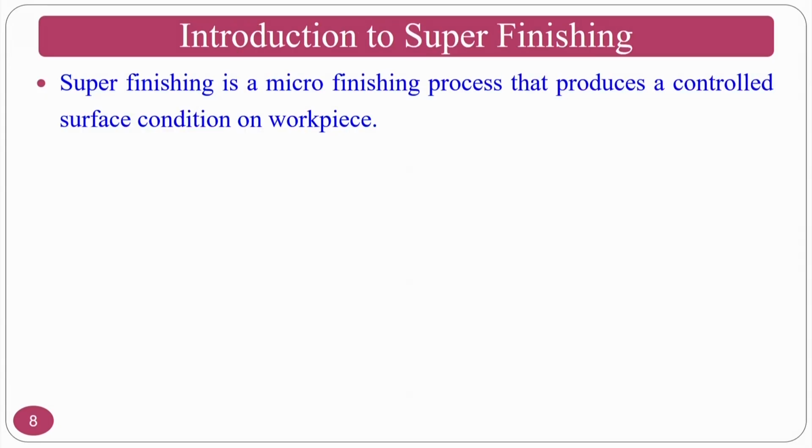In the introduction, super finishing is a micro finishing process that produces a controlled surface condition on the workpiece. That means you can get the controlled surface roughness as per your requirement. If I want a certain surface roughness, you have to play with your reciprocating frequency, amplitude, as well as how much pressure you are going to apply. If you can control those things, you can get the controlled surface roughness.